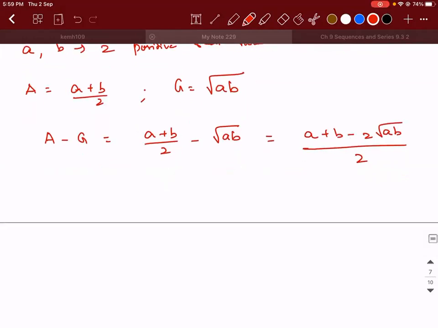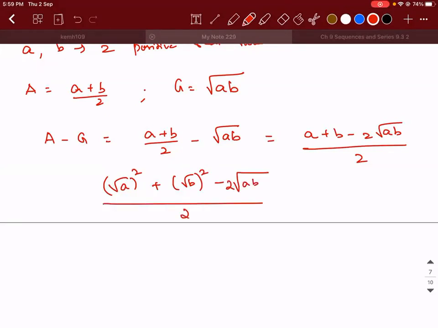Now, this A can be written as root A the whole square and B can be written as root B the whole square, minus 2 times root of AB, or I can write 2 times root A root B. So what is this telling you? This is root A minus root B the whole square, the whole divided by 2. Okay.